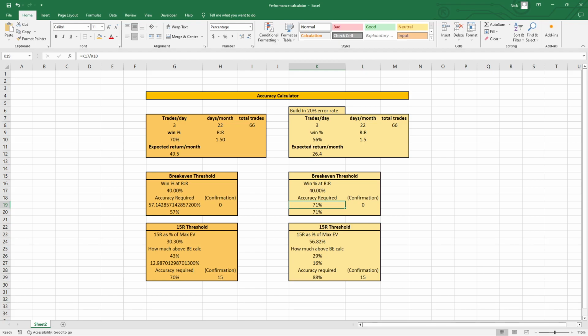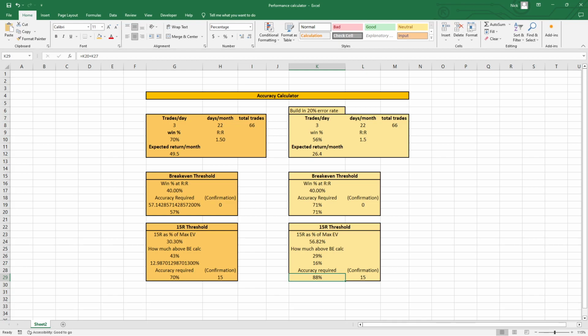That means that if you take 3 trades a day, pretty much every 3 days, give or take, you can afford 1 mistake a day, give or take, to break even. If you take 3 trades, only 1 of them can be a mistake. And most people, over the course of a week where they've taken 15 trades, 10 of them were probably mistakes. So now to break even, you need a pretty high accuracy rate, and to go beyond that and be profitable, 15R in a month, well, now it's 88%, which means that you can make 1 mistake every 3 days.